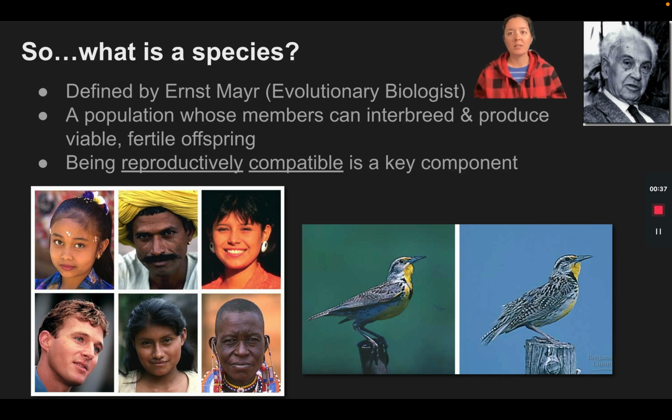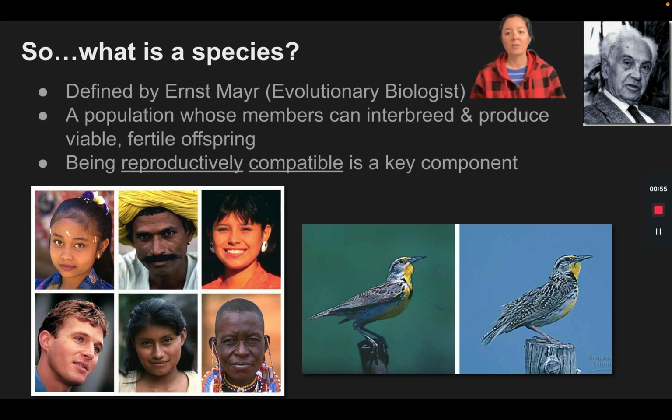So not all species can have babies with other species. On very rare occasions that can happen, but for the most part, most species can only breed with the same species. Humans, we're all the same species, so we can all interbreed with each other and create viable, fertile offspring.